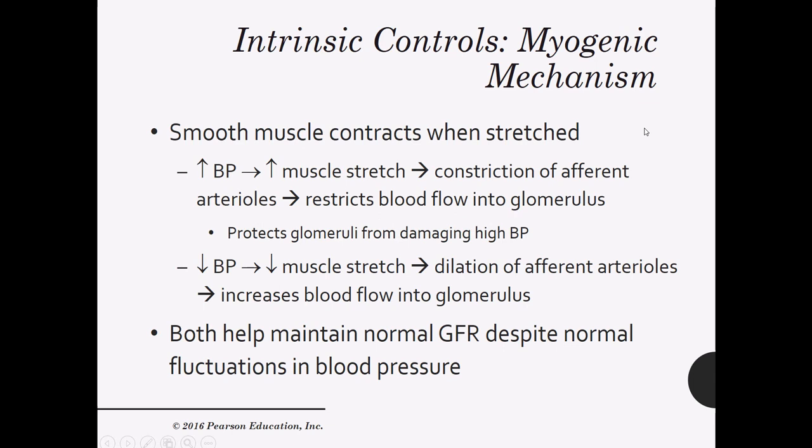So we're going to talk about the myogenic mechanism first. Myo means muscle, and so we're particularly talking about the smooth muscle that is in the walls of the afferent arteriole leading into the glomerulus. If your blood pressure goes up, that stretches the muscle in the walls of the afferent arteriole because it's being kind of pushed against more by a higher pressure. That leads the arterioles to constrict, which then slows the flow of blood into the glomerulus.